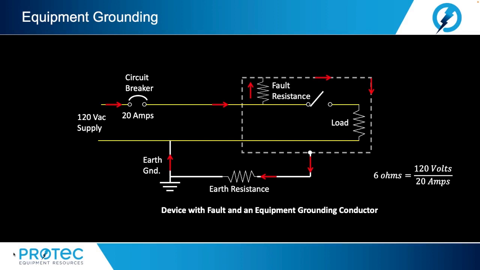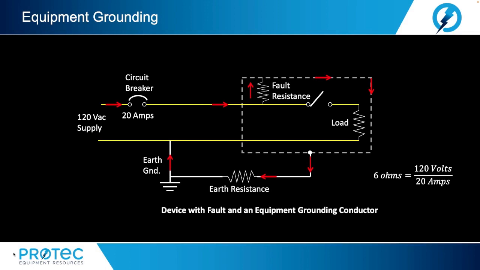If the fault resistance is less than 5.8 ohms, then more than 20 amps of fault current will flow in this circuit, and the circuit breaker will trip and de-energize the circuit. If the fault resistance is more than 5.8 ohms, the circuit breaker will not trip. However, the equipment grounding conductor will still hold the metal chassis to a safe voltage.